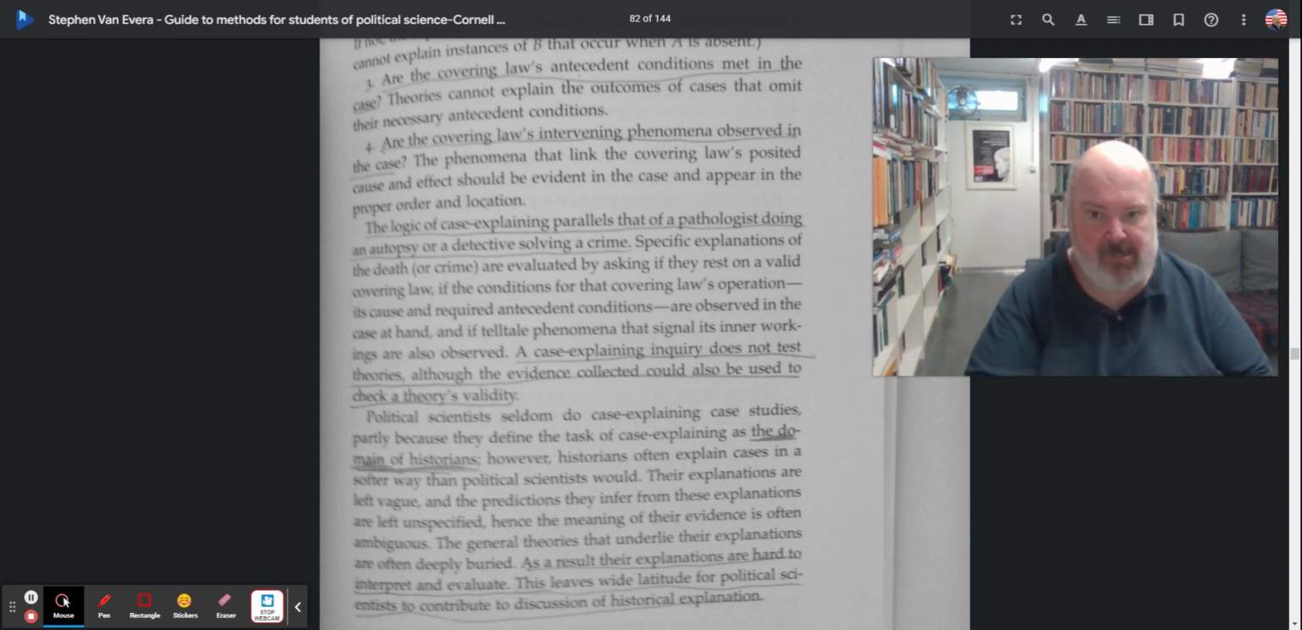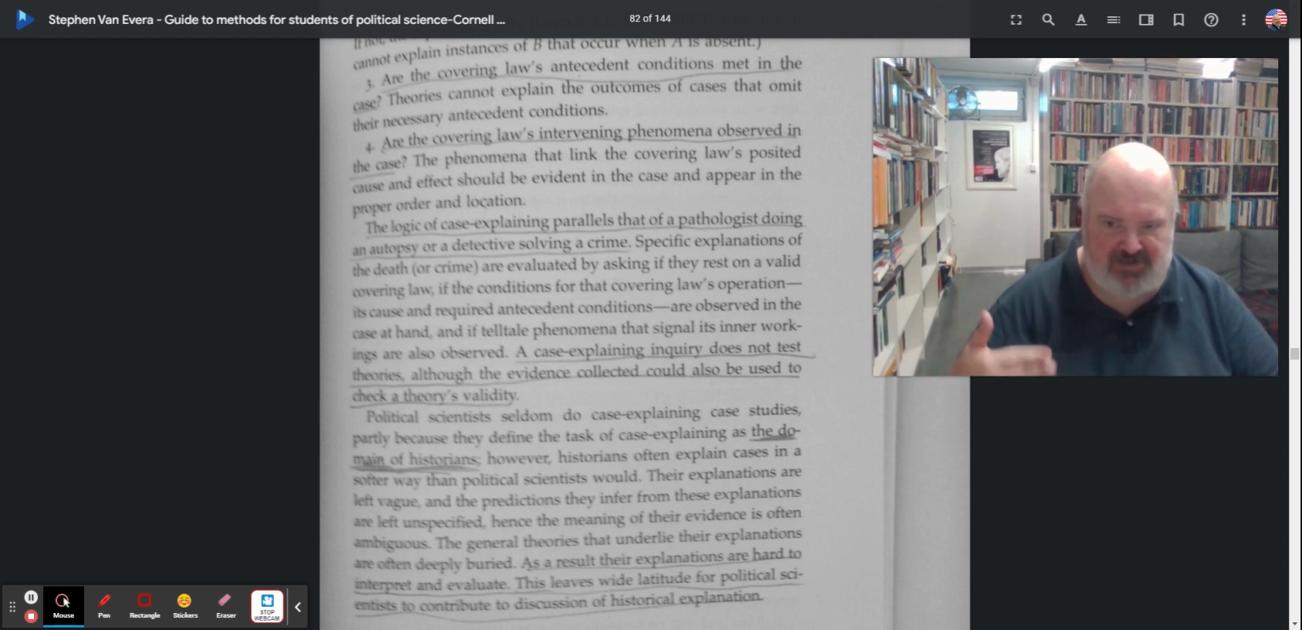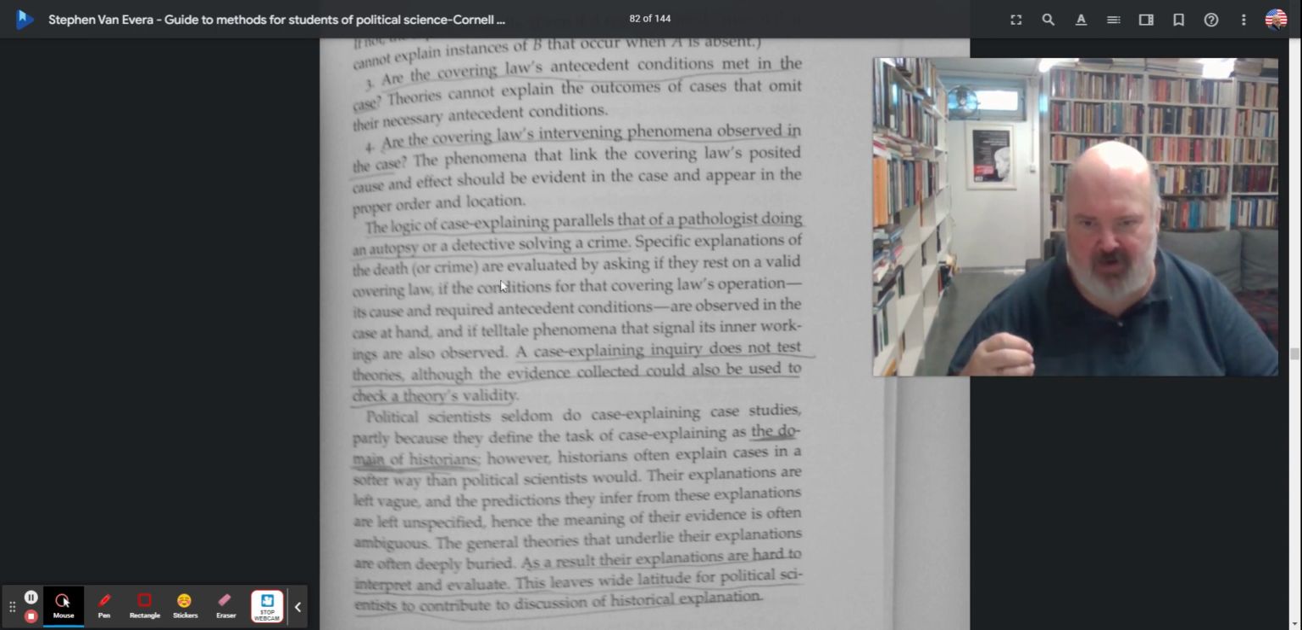The explanation is not valid. The logic of case explaining exactly parallels that of a pathologist doing an autopsy or a detective solving a crime. Specific explanations of the death or the crime are evaluated by asking if they rest on a valid covering law, if the conditions for that covering law's operation, its cause and required antecedent conditions, are observed in the case in hand, and if telltale phenomena that signal its inner workings are also observed.